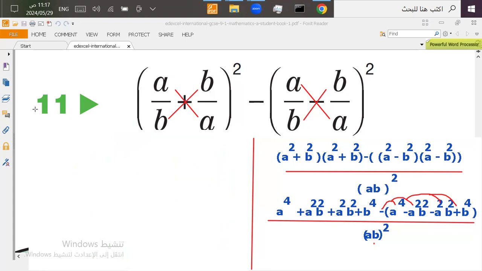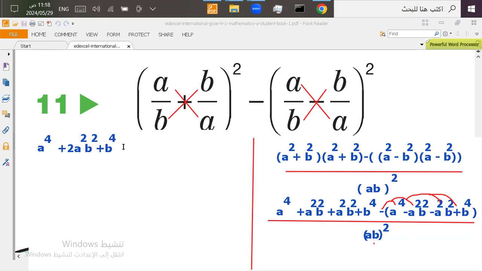Now let's do this. So here we have a power of 4, and this one is negative 8 power of 4. So as we said, this sign is going to change all the signs here. So let's do them here. So we have a power of 4 here. And then this one is 2a squared b squared, so plus 2a squared b squared. And after that, plus b squared, and then b power of 4. And then the negative sign will change all the signs.